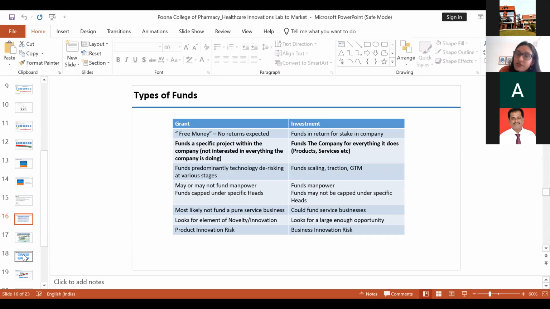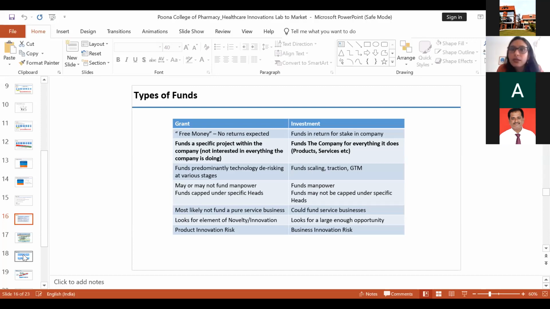All right. It's very useful for technology de-risking. You may or may not get manpower money here. All right. And mostly it is not likely to fund a pure service business. So when I say service business, let me contrast it with a product business, where you sell a tangible product. If I'm selling a television, a radio, a drug, a washing machine, these are all touch-and-feel products which I can sell. That means I'm a product company.